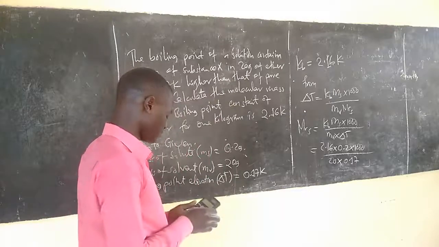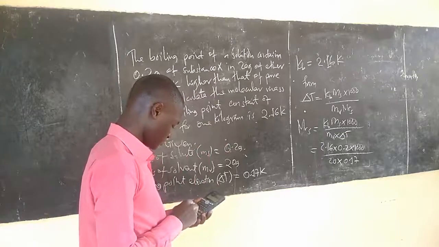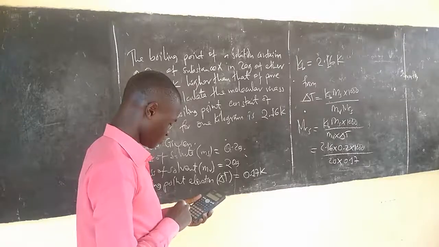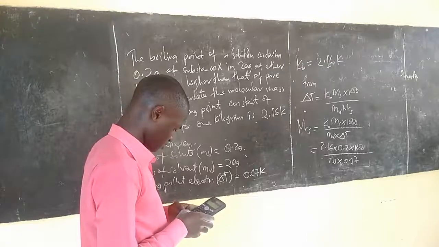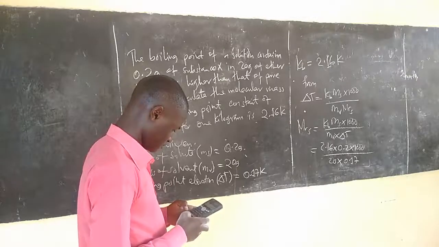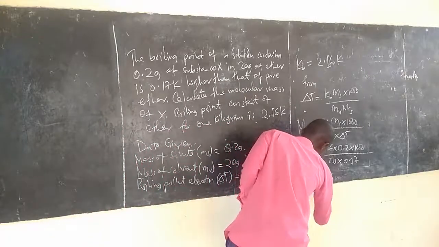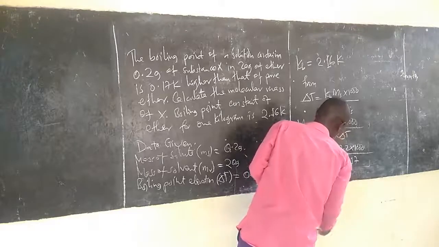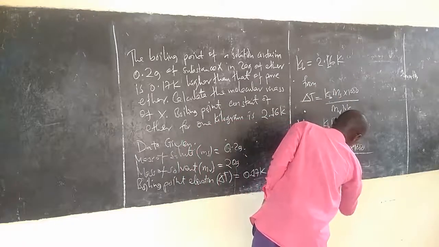From there utapata 2.16 times 0.2 times 1000 divided by 20 times 0.17. So utapata molar mass of solute ni 127.05 gram per mole.